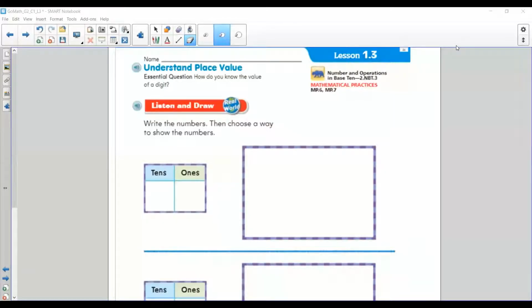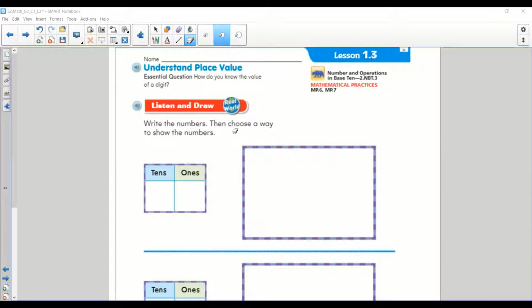Okay, boys and girls, so we are going to work on our lesson page together as we understand place value. And our essential question is, how do you know the value of a digit? So we have a problem, and it's called Listen and Draw. And it says, write the numbers, then choose a way to show the numbers.